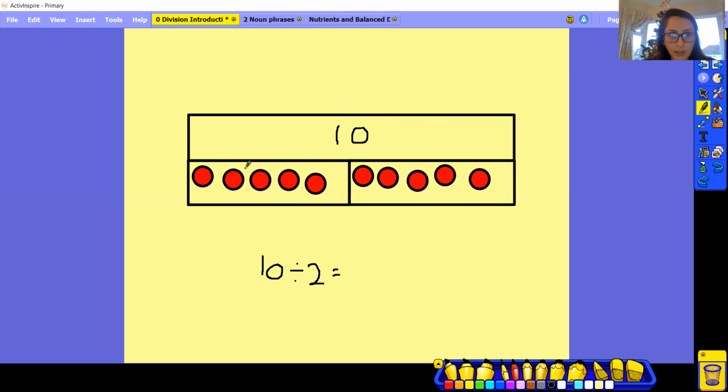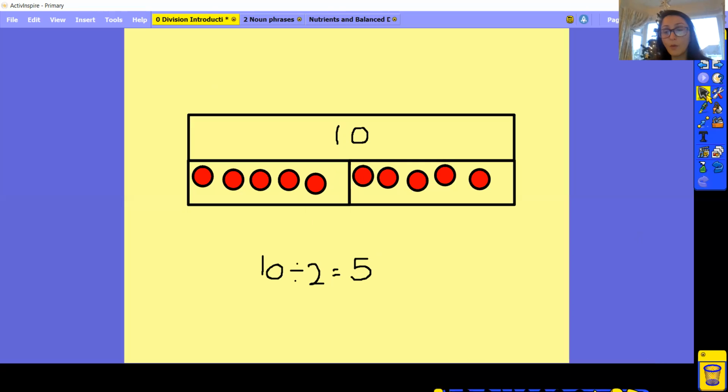So we've got 1, 2, 3, 4, 5. And if you know your multiplication facts, you would know that 2 goes into 10 5 times. So let's do it. 2, 4, 6, 8, 10. Got 5. There should be 5 in each box. Well done if you managed to do that and have a go at home and get it right.